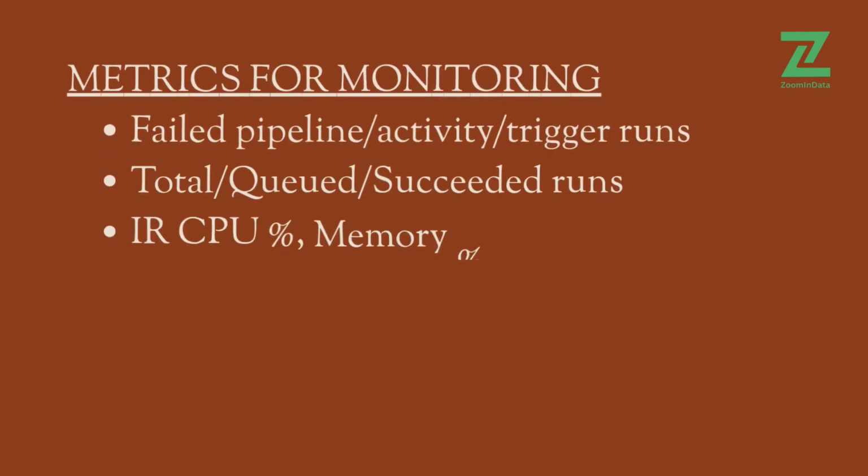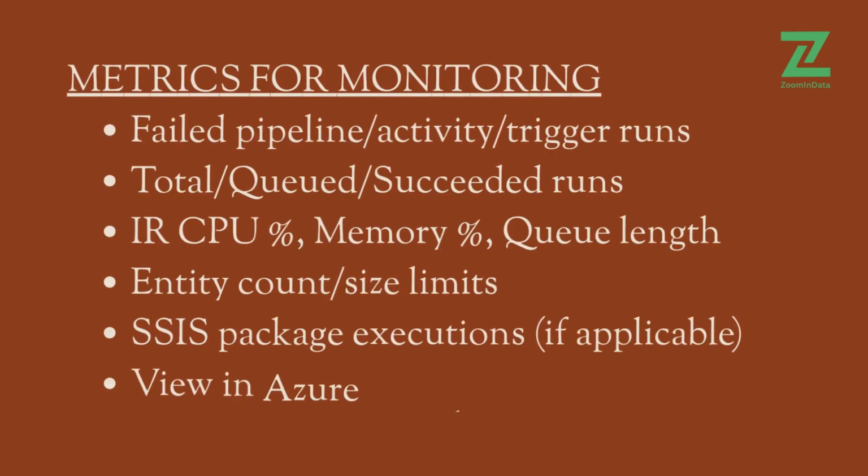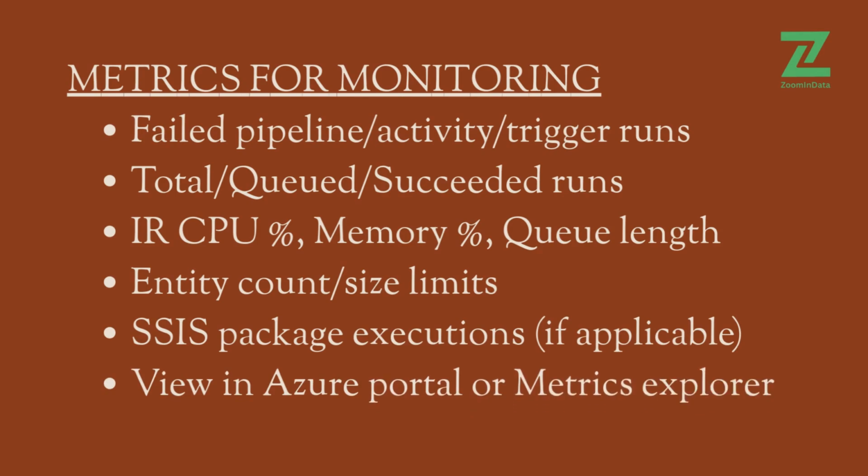ADF publishes useful metrics like counts of failed, total, queued, and succeeded pipeline, activity, and trigger runs. Integration runtime metrics include CPU percentage, memory percentage, and queue length. You'll also see entity count and size limits to avoid hitting quotas. For SSIS workloads, package execution metrics are available. Access these in the Azure Portal Overview or Metrics Explorer for graphing and trending.